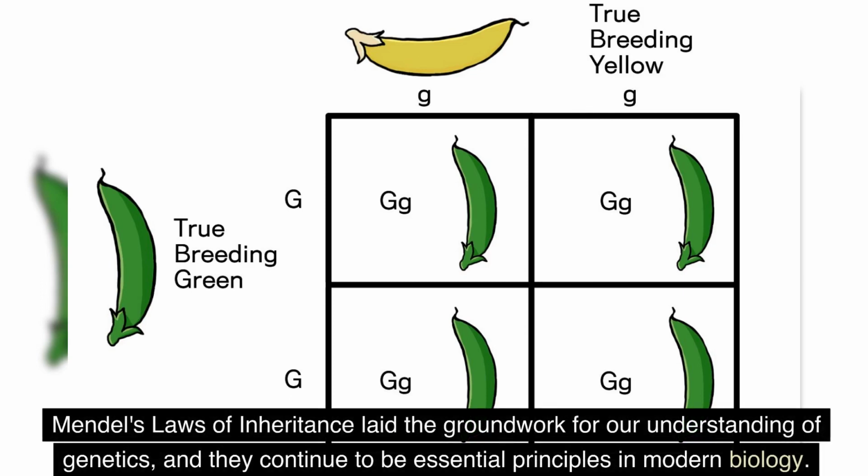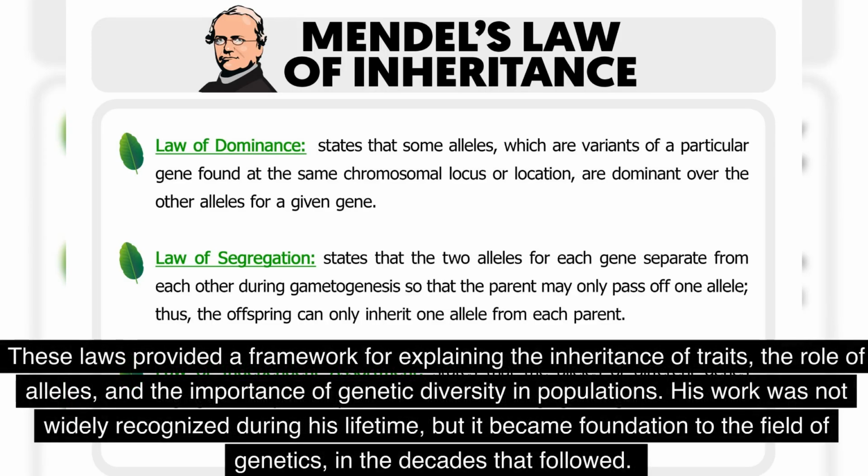Mendel's laws of inheritance laid the groundwork for our understanding of genetics, and they continue to be essential principles in modern biology. These laws provided a framework for explaining the inheritance of traits, the role of alleles, and the importance of genetic diversity in populations. His work was not widely recognized during his lifetime, but it became foundational to the field of genetics in the decades that followed.